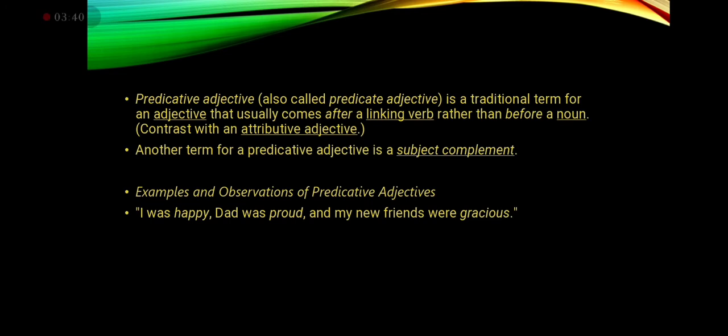Then coming to the next example, dad is a noun, was is a linking verb, proud is a complement, and that complement is about the subject. It means that's a subject complement, and that is also an adjective because it is coming after a linking verb. Moving to the next example, my new friends is the noun, were is the linking verb, gracious is the adjective and complement. Now I think the concept about predicative adjective is clear. Moving to the next slide.